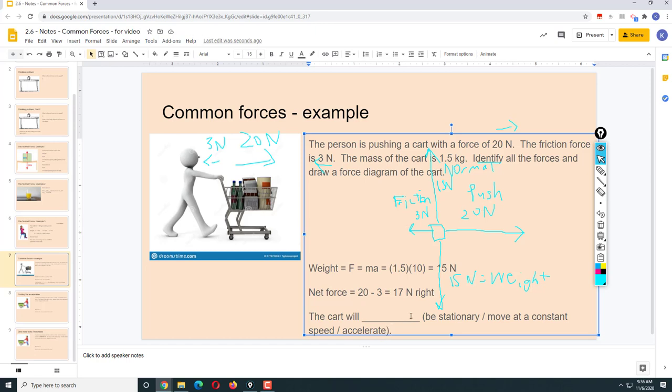There's a net force. From Newton's second law, we know if there's a net force, there's an acceleration. If there's F, there's m, there's a. So the cart will accelerate.